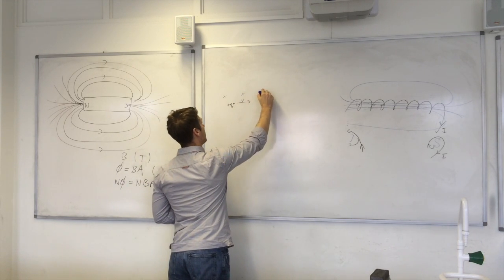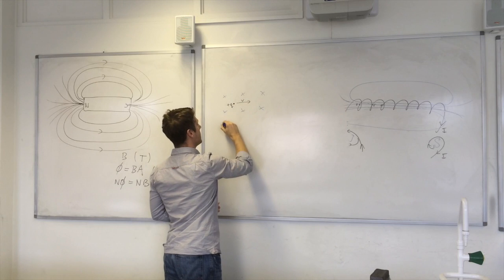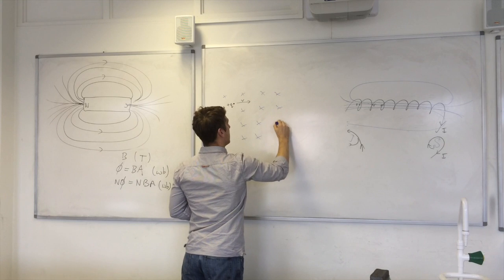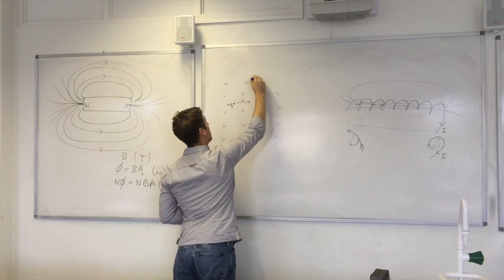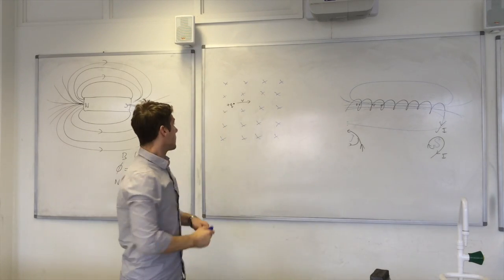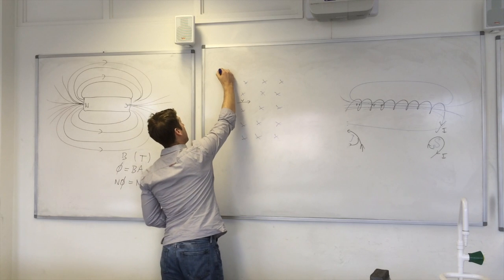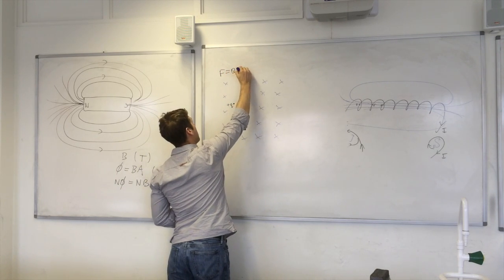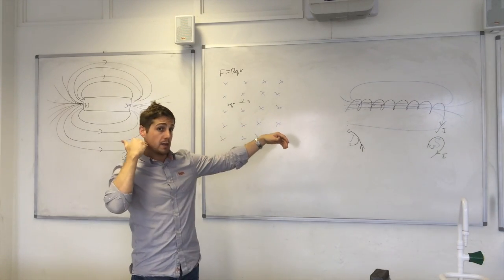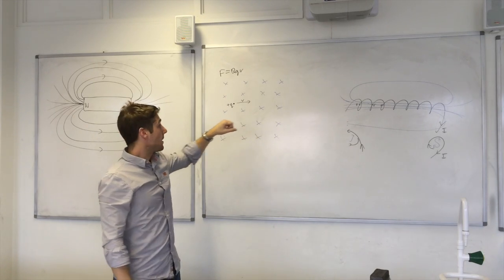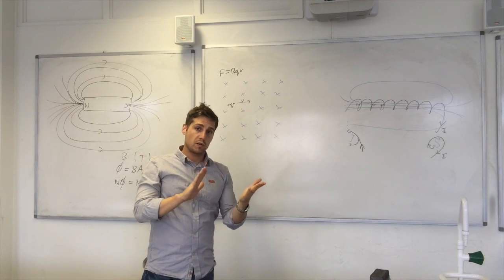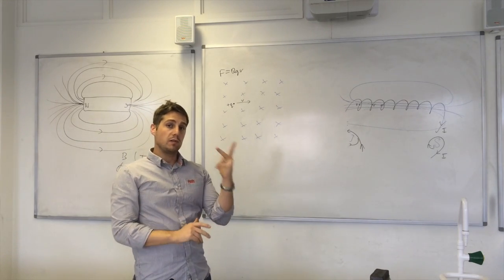Let's define our field. It's going to be a uniform field. The size of the force is BQV, so it's the flux density multiplied by the charge multiplied by the velocity. That tells us the size of the force that it experiences. In order to know the direction, we need to use Fleming's left-hand rule.